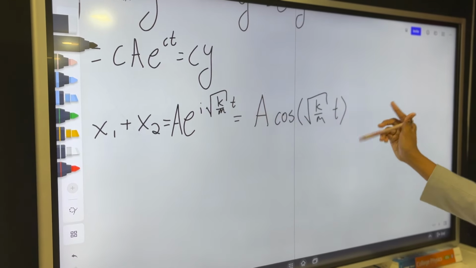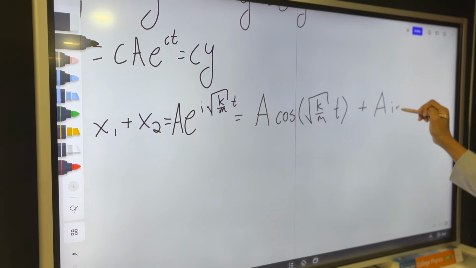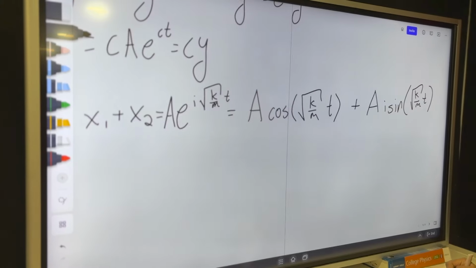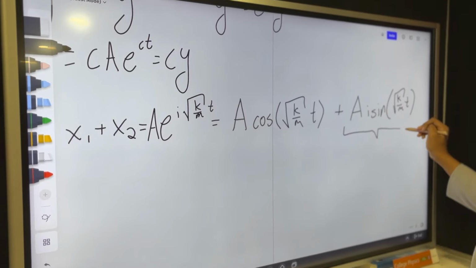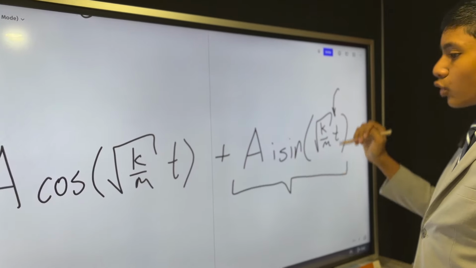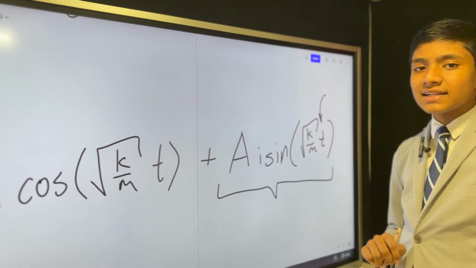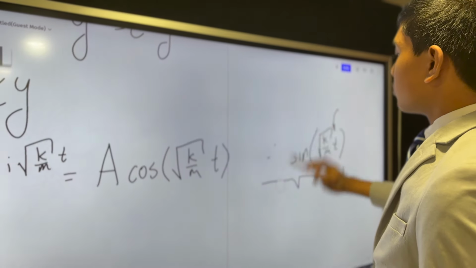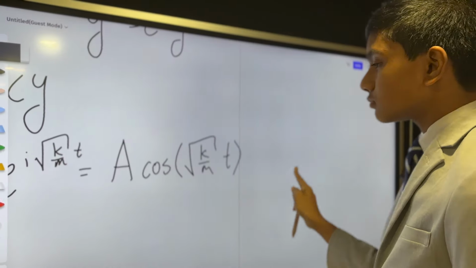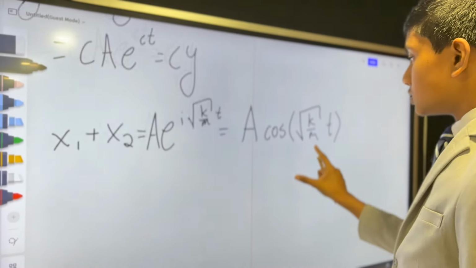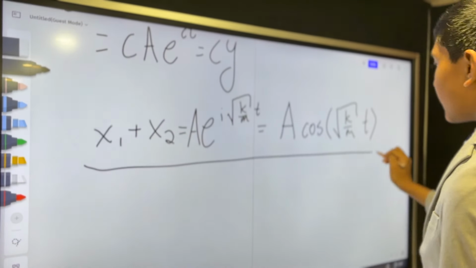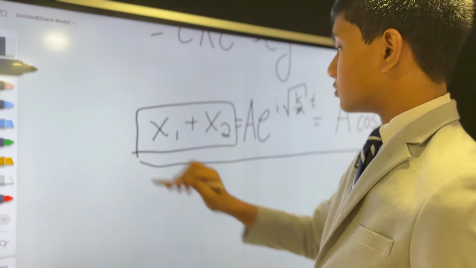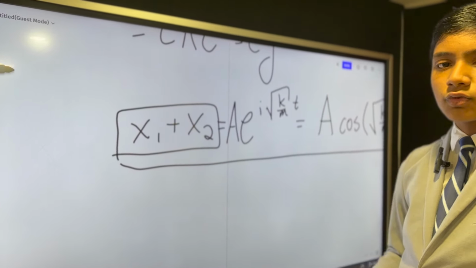And you might ask, why are we disregarding the a i sine root k over m t? Well, the reason is because for this to actually have a real effect, our initial velocity would have to be imaginary, which since that's obviously not a very physical thing, means we can just totally disregard this term. So this is what we get. But this is the sum of x1 plus x2. That doesn't really tell us anything about their individual motion.